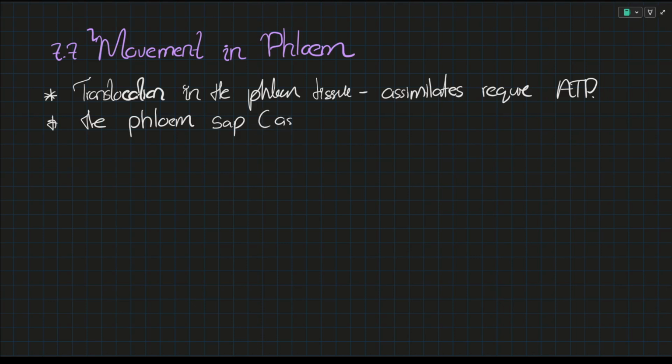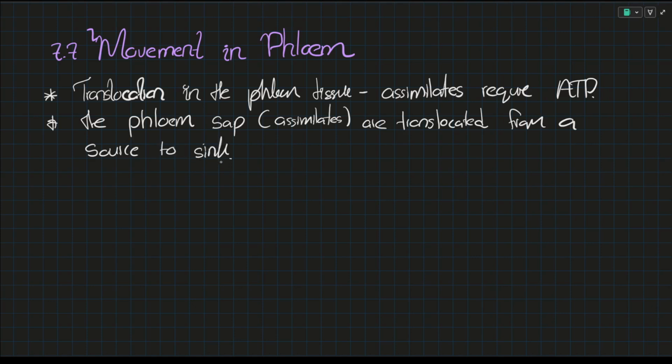These assimilates, sucrose, and everything are translocated from a source to a sink. We defined translocation properly in the previous sessions. And what was the last point about translocation we talked about? Sucrose can move in both directions.